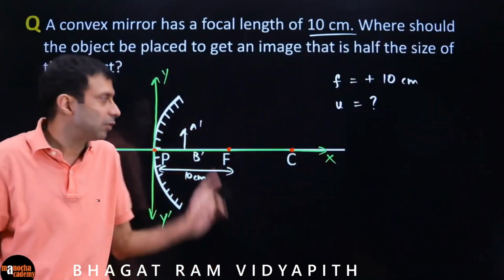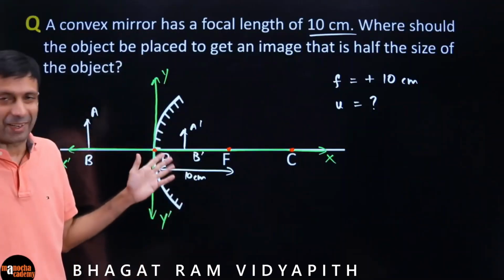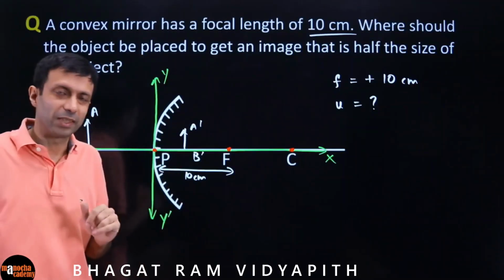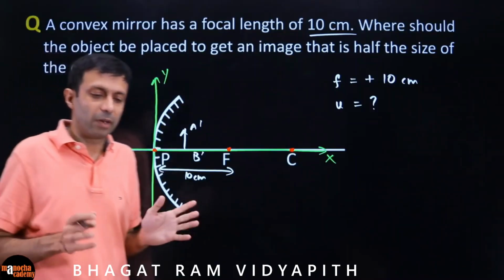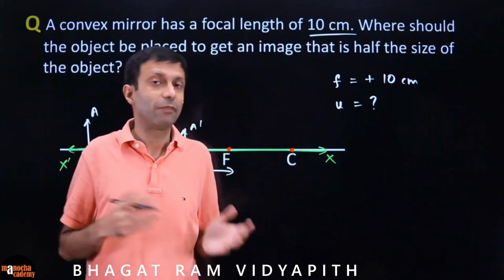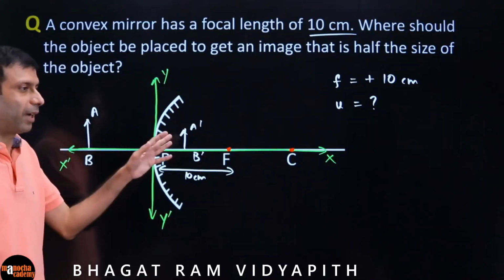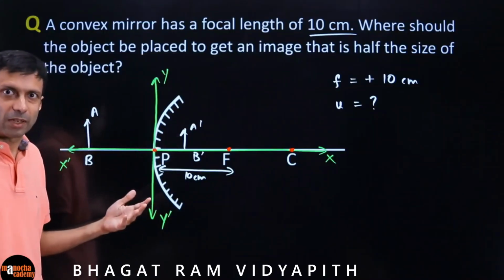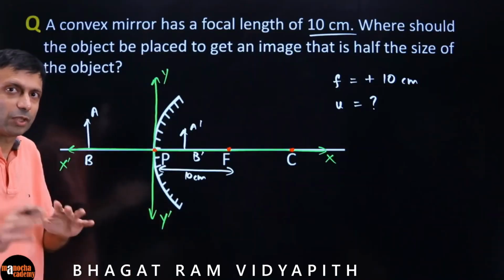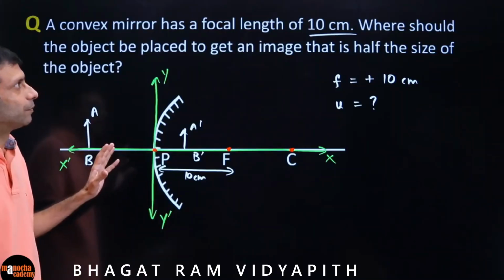So in a convex mirror, at least we know the image will be upright as I have drawn, right? A convex mirror always gives an upright image. So if the image is upright, what will be the magnification sign? Positive or negative? Object is always usually upright, right? So upright, clearly magnification should be positive. Negative magnification means inverted, it doesn't mean small, inverted image. So clearly magnification will be positive here.